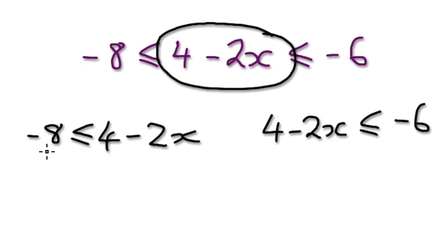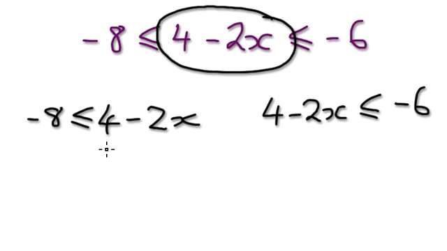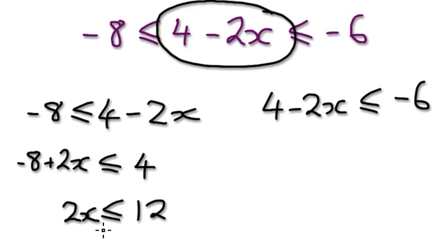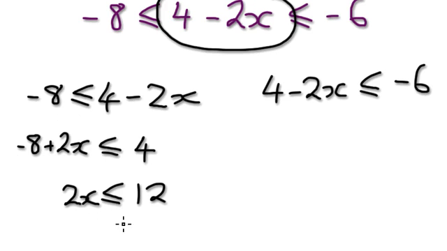So let's just try and do this one on the left hand side. Add 2x to both sides. So minus 8 add 2x, and then on this side it will be 4. And then here, add 8 to both sides. So add 8 will be 12 here. This will be 2x, and then divide both sides by 2. So x will be less than or equal to 6.